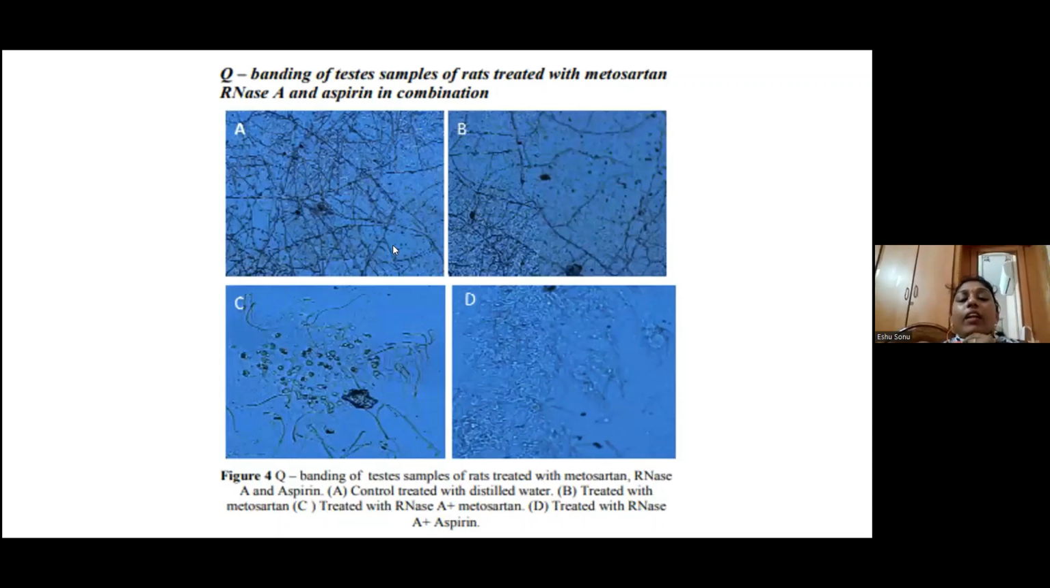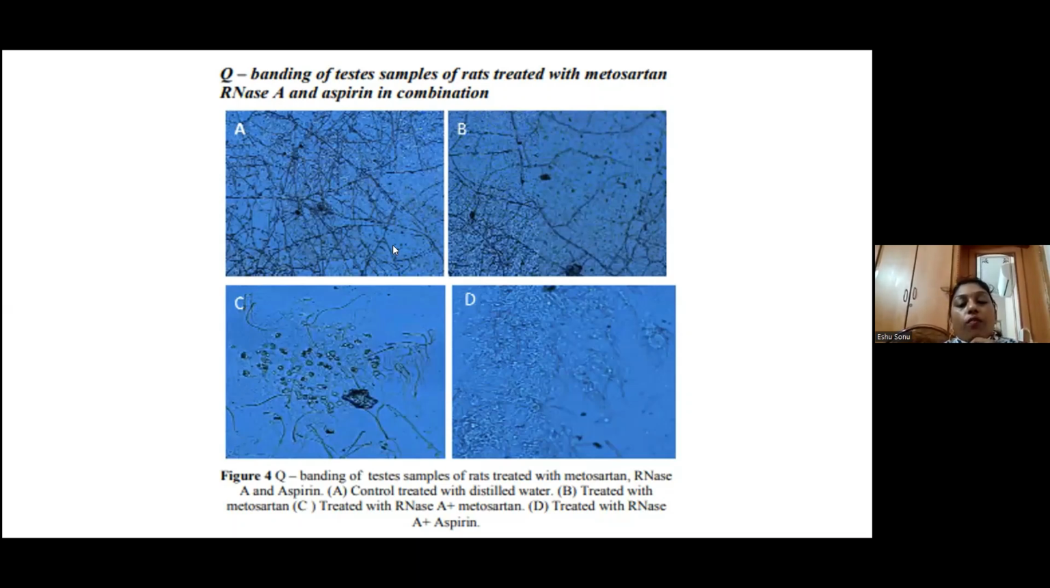And this is the Q banding, which is normally done to know whether there are any chromosomal aberrations or not. So the first one is the control, where you can see the interlinked chromatin, and B, metosartan. Compared to A, the chromatin organization is low, which indicates apoptosis, that the chromosome DNA is fragmenting.